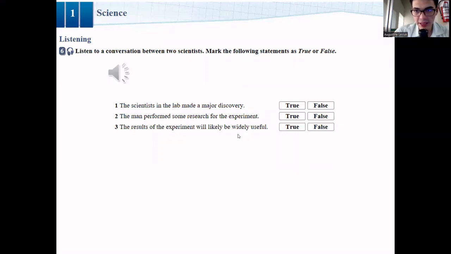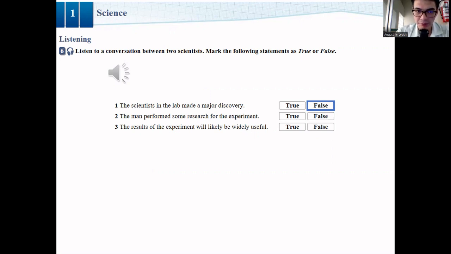All right, so here are the answers for this segment. The scientists in the lab made a major discovery. The answer to this one is false. They didn't make a major discovery. They were talking about it, right?